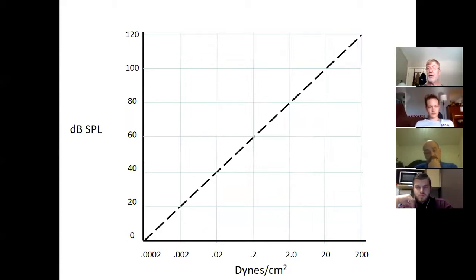If I increase my pressure by a factor of 1,000, how many dB do I go up? You should say 60. If I increase my sound pressure by 10,000 fold, how many dB do I go up? 80. Okay, and so on. If I increase my sound pressure 1,000,000 times, how many dB do I go up by? 120. It's all about this graph and that table in your notes.